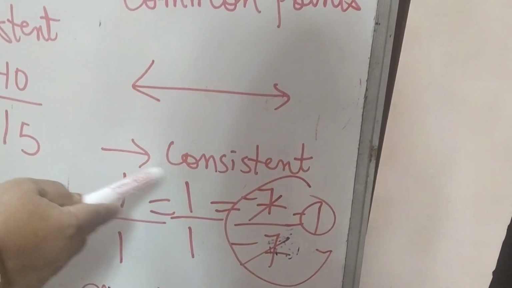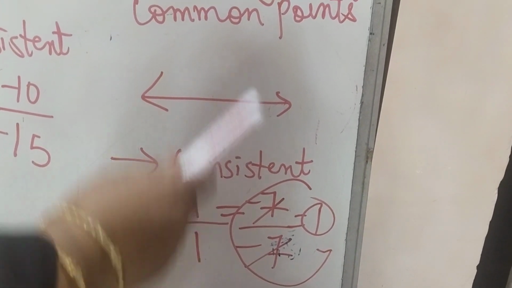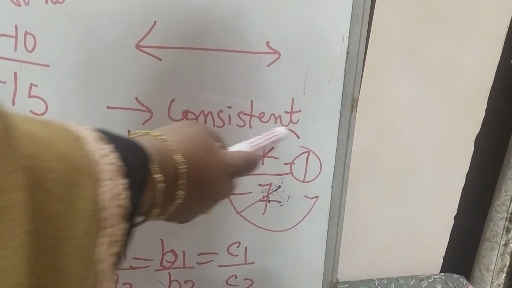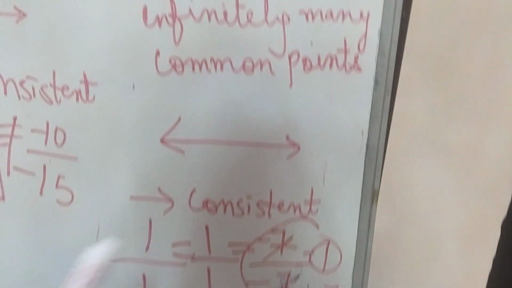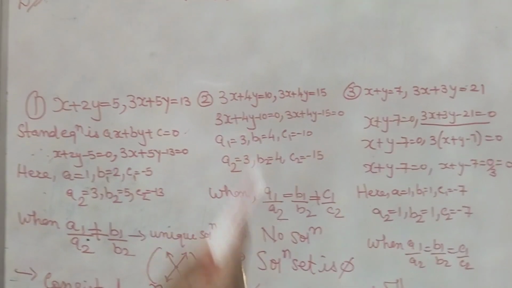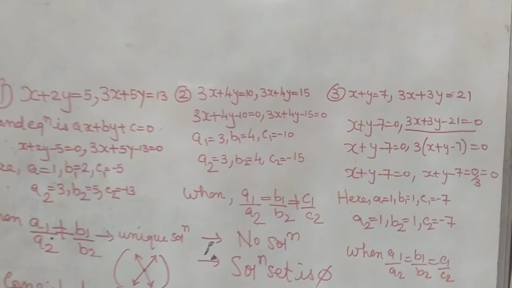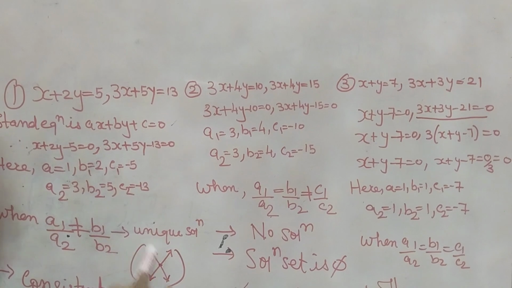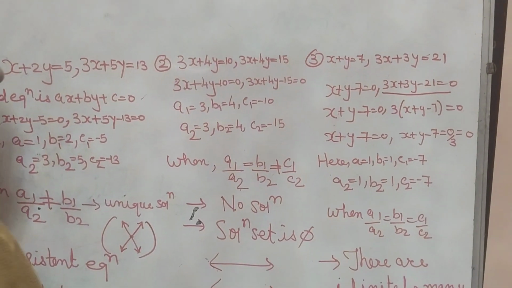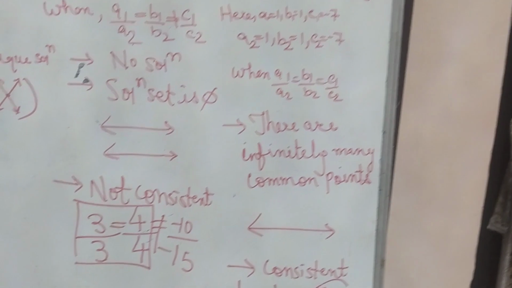What do you mean by consistent? Which has at least one solution. So you will get here at least one solution. So this is a consistent equation. Okay students, so by seeing the equation only, you will come to know that what type of graph I have to draw. Whether I have to draw intersecting, parallel, or a single line, that is infinitely many solution graph.